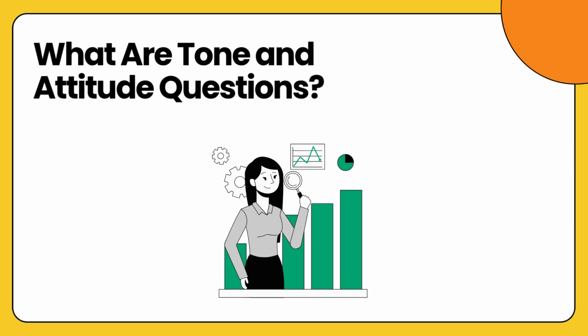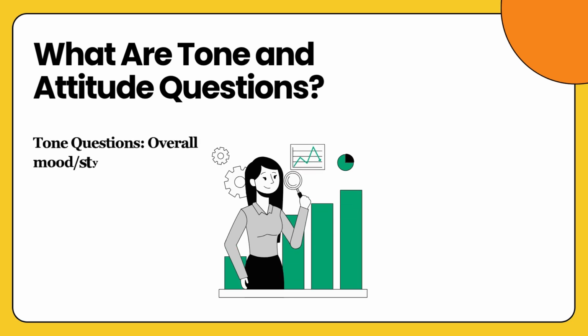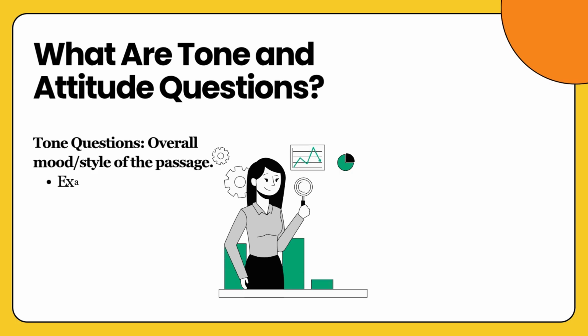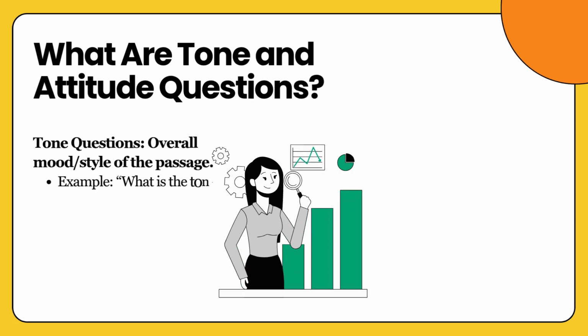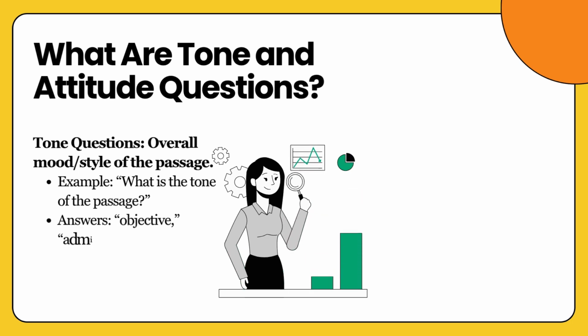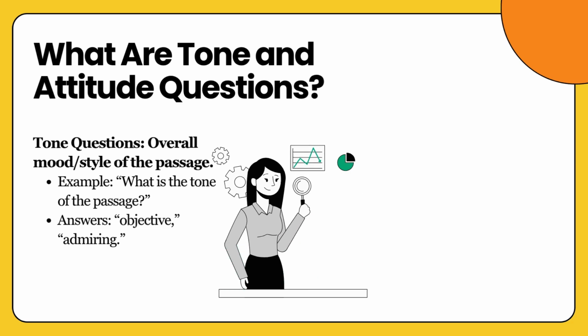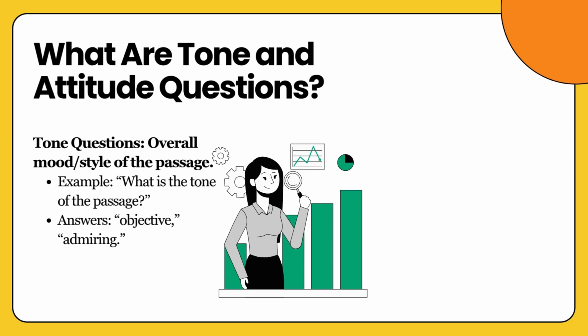First, tone questions. These ask about the overall mood or writing style of the entire passage. For example, a question might be, what is the tone of the passage? The answer might be objective, if it presents facts neutrally, or admiring, if it expresses strong positive feelings, all based on the language the author uses.